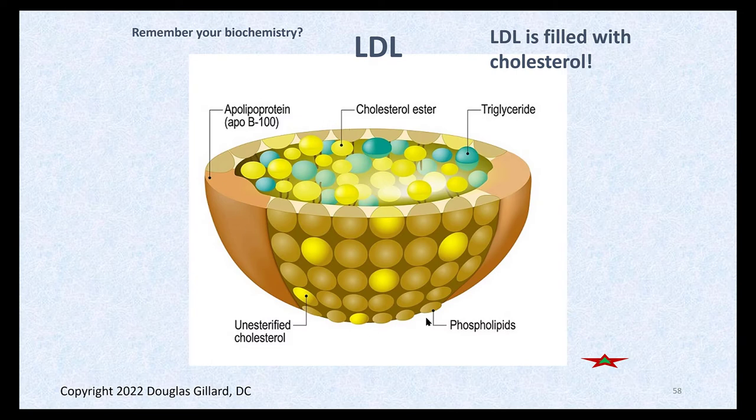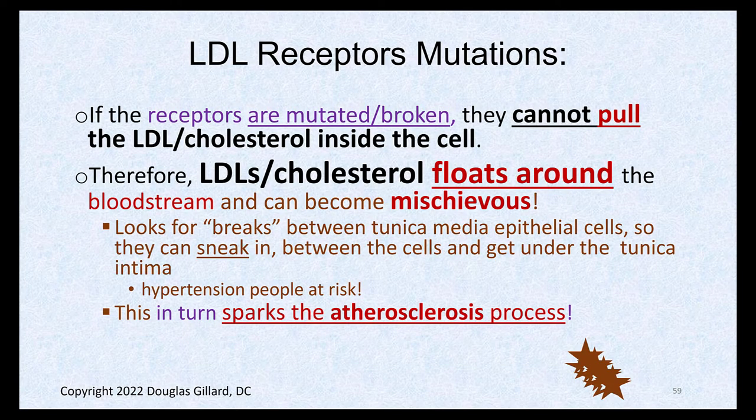There's an LDL molecule, and you can see that packaged inside is tons of cholesterol in its storage form, cholesterol esters. There's triglycerides. Therefore, people with high LDL levels almost always have high triglyceride levels. Those are also packaged inside. So these LDLs are little fat bombs. It's good to try to get these out of the blood as soon as possible. And if you have a mutation or they're broken, you can't pull the cholesterol and LDLs inside, and they float around and can be very mischievous.